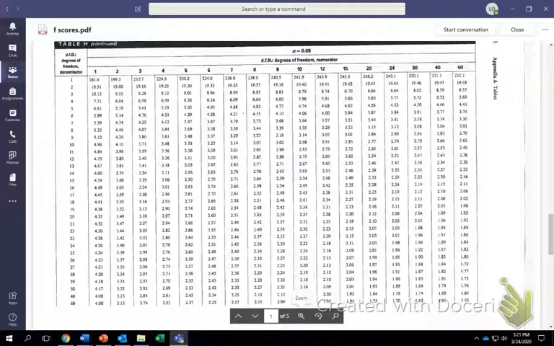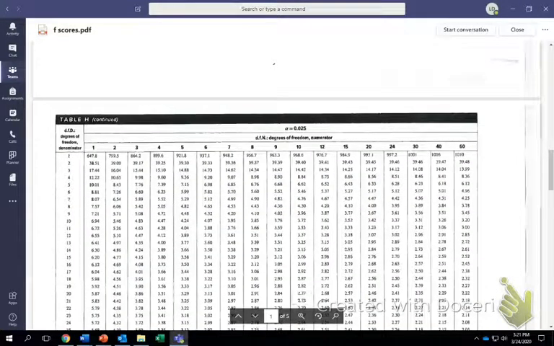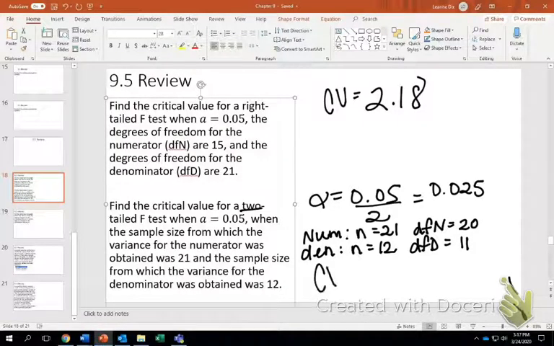So let's look at that. First things first, I need to make sure I'm on the correct alpha page. I'm not, so I'm going to go up. Now it's 0.025, which is what I do need. The numerator was 20, so that'll be right here. And my denominator was 11, so that's going to be 3.23. All right, so I'll write that here. Critical value is going to equal 3.23. All right, so that is how you find your critical value.